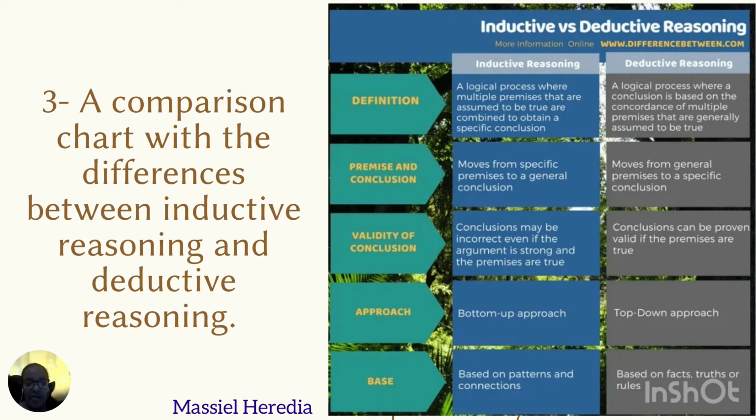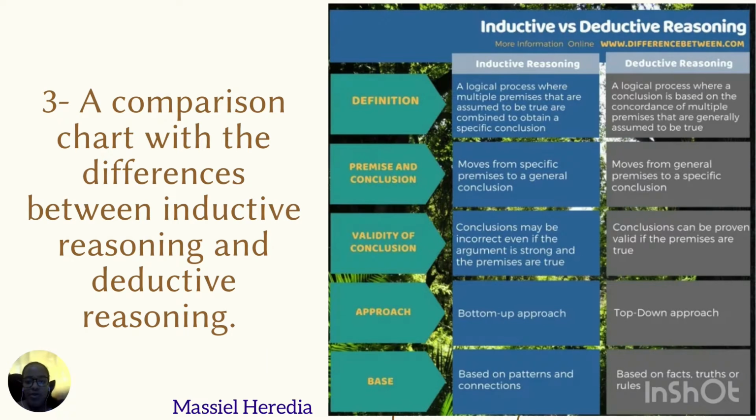On the other hand, deductive reasoning is a logical process where conclusions are based on the concordance of multiple premises that are generally assumed to be true. It moves from general premises to specific conclusions. In this reasoning, conclusions can be proven valid if the premises are true. The approach is top-down and it is based on facts, truth, or rules.